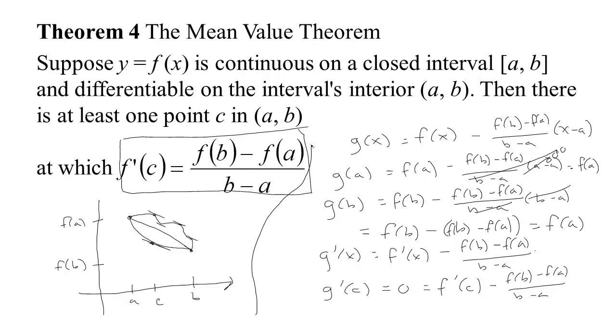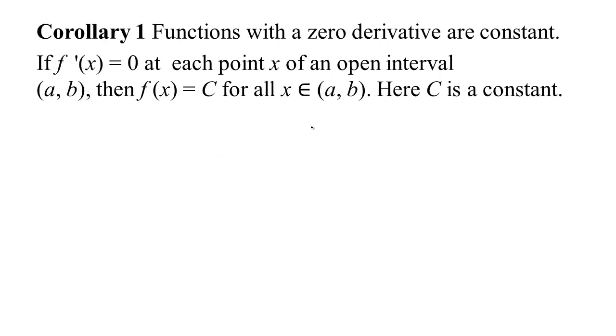So once we have the mean value theorem, there's another theorem that follows along closely, correlates with it. We call it Corollary 1 in our book. Basically, Corollary 1 says if you have a function whose derivative is always 0, then you know that function has to be constant.